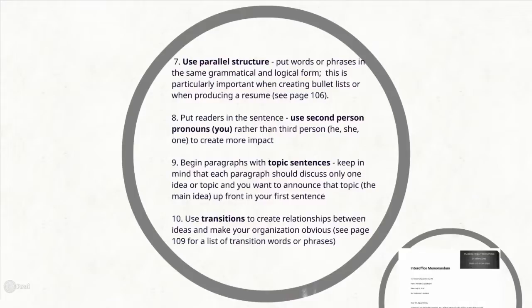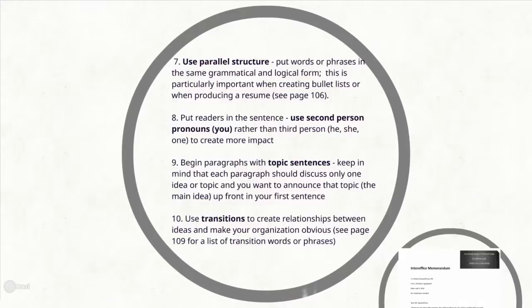Another thing that sets professional writing apart from other styles is number 8. So often in any type of writing, you're told to think about perspective or point of view. But usually you're told to avoid second person you. At least you likely were told this in your first year writing courses. In professional writing, you actually want to try to use you. Put the reader in the sentence. Emphasize how the action benefits the reader. So when possible, you want to use you rather than third person, he, she, one, because you in professional documents often creates more impact. Like with academic writing, you want to try to use topic sentences and transitions.